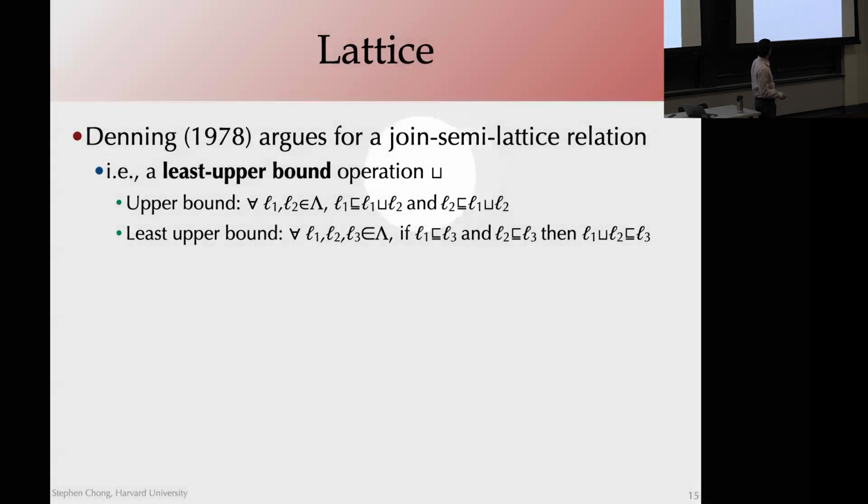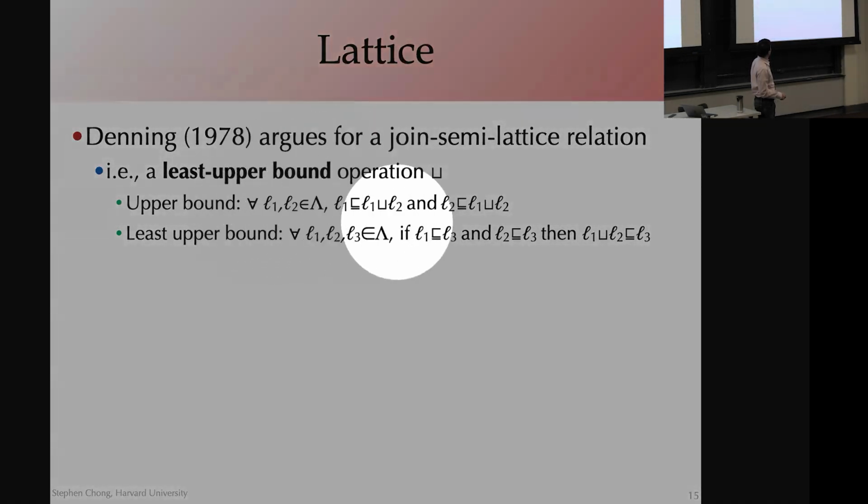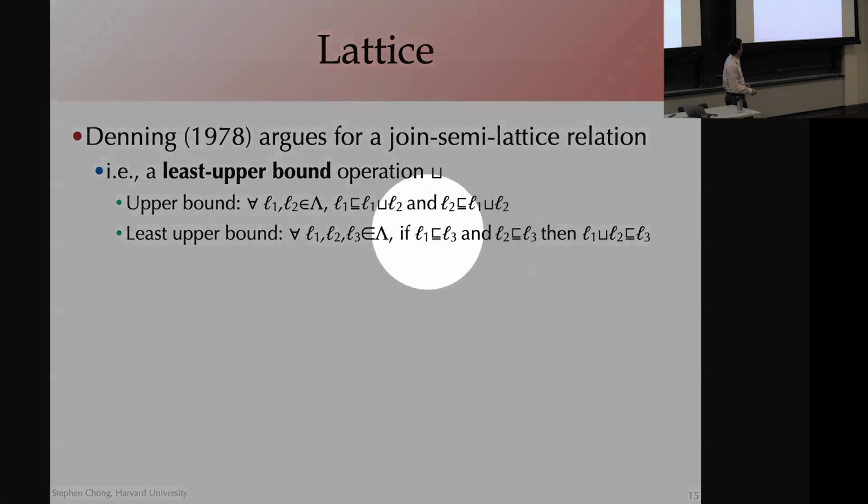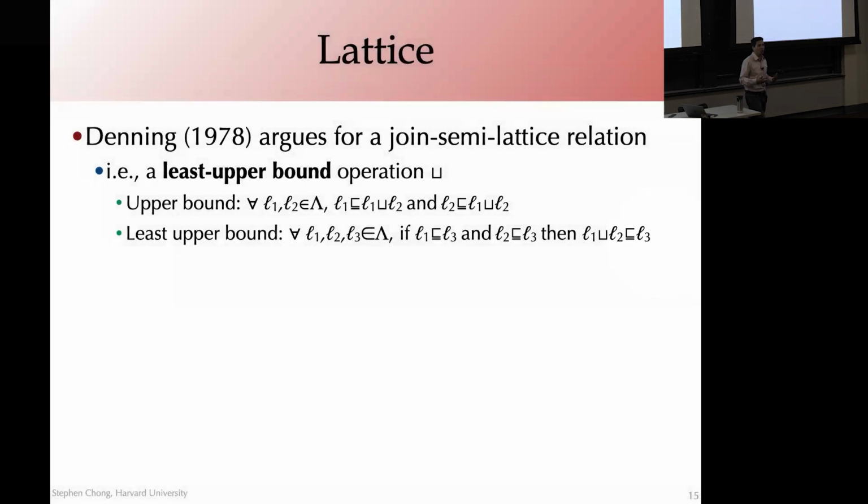By upper bound, I mean if we have two labels L1 and L2, the join of L1 and L2 is an upper bound of L1. That is, L1 is less than or equal to L1 join L2. And it's also an upper bound of L2. L2 is less than or equal to L1 join L2. It is the least such upper bound. And by that I mean if we have any other label L3, which is an upper bound for L1 and L2, then L1 join L2 is less than or equal to L3. Right? L1 join L2 is the unique least upper bound.